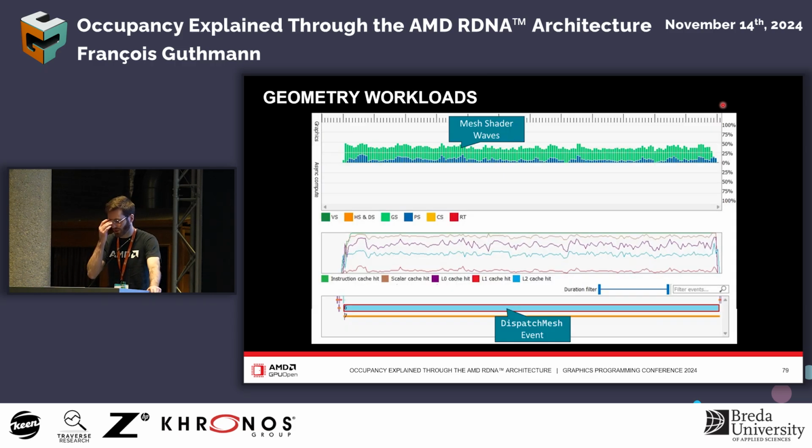Another thing that we often hear is that people don't manage to reach 100% occupancy when running geometry workloads. Well, that is perfectly fine. Usually at 50% occupancy, you already maximize the throughput of your GPU. And that is because GPUs have other limits, for instance, the number of primitives or indices it can work on at the same time. So this is pretty much fine.